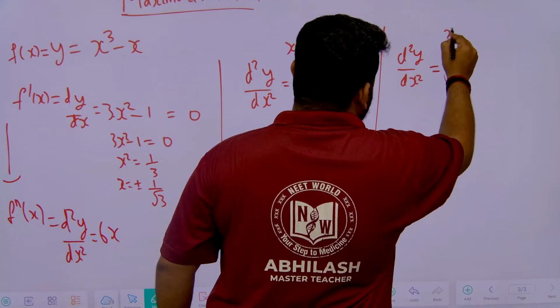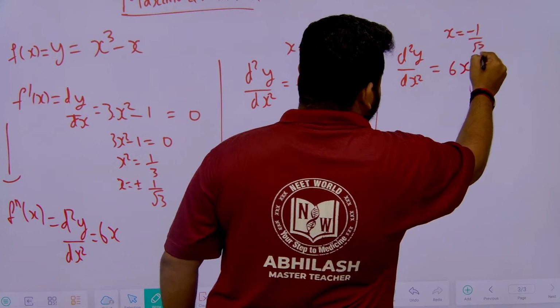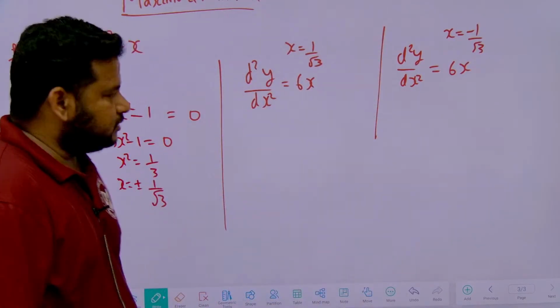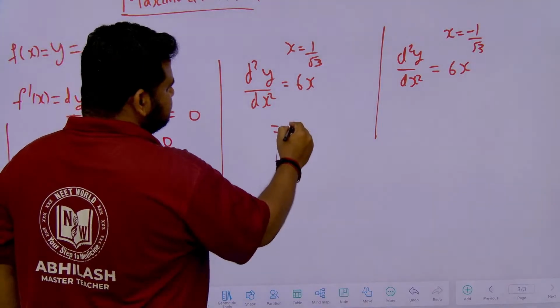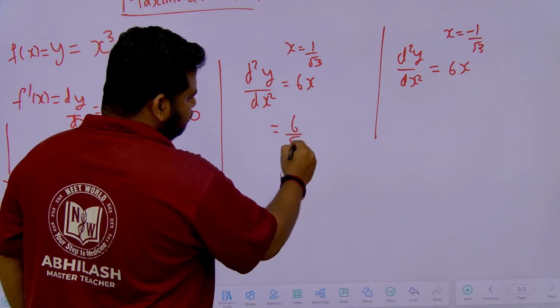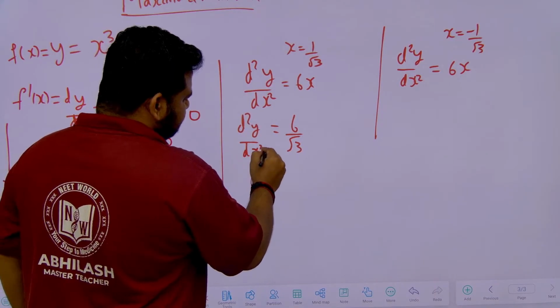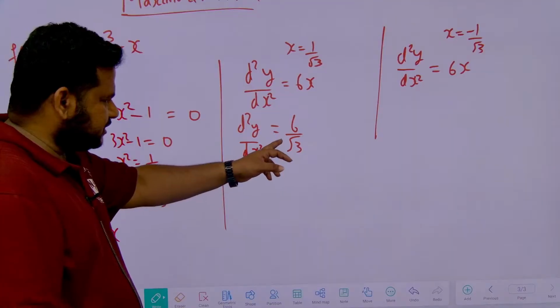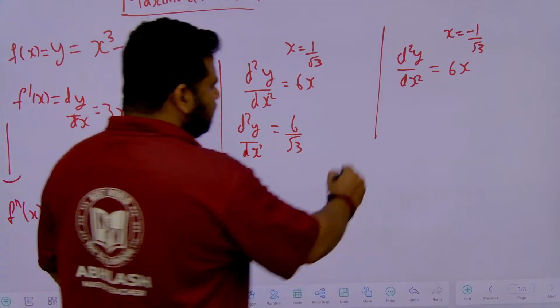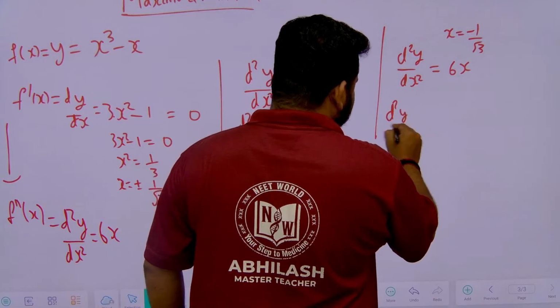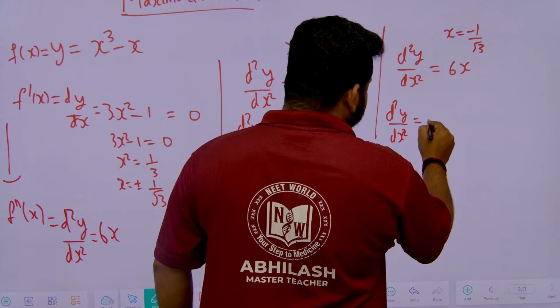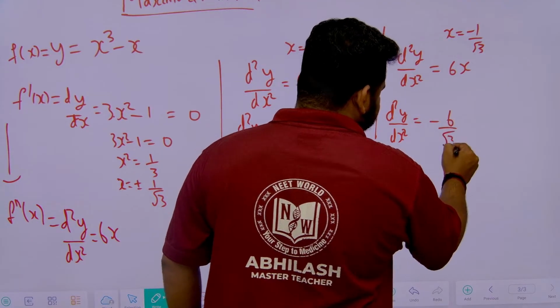I will put x is equal to what? Minus 1 by root 3. Now see here, 6x, if I put 1 by root 3, this will become what? 6 by root 3. Okay, d square y by dx square, I got it. So d square y by dx square is 6 by root 3. Here it will become, d square y by dx square is equal to minus 6 by root 3. This is what we got.